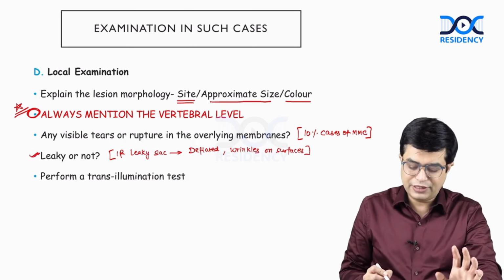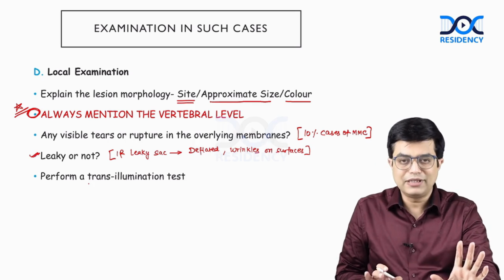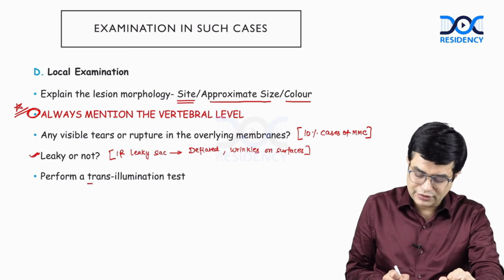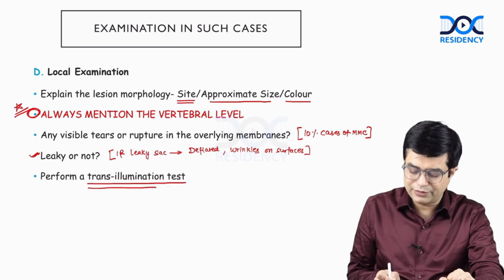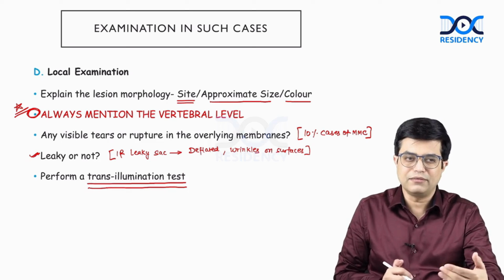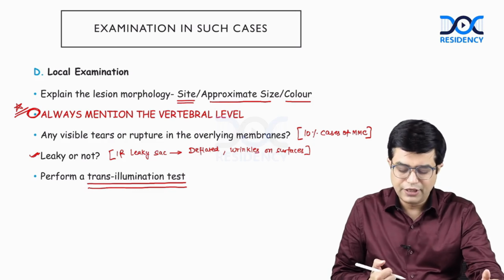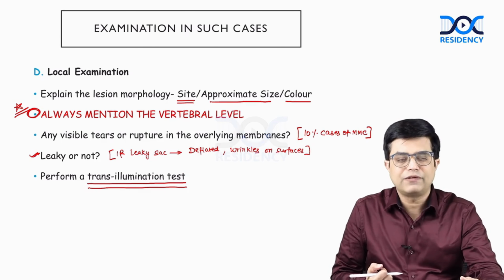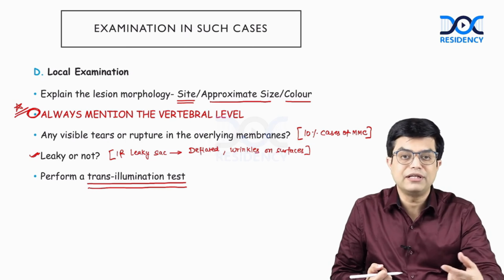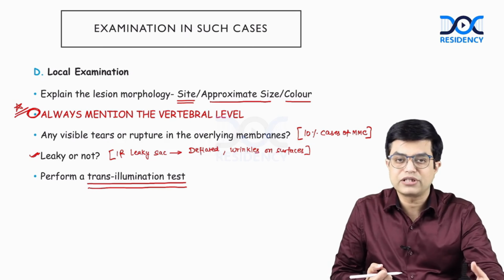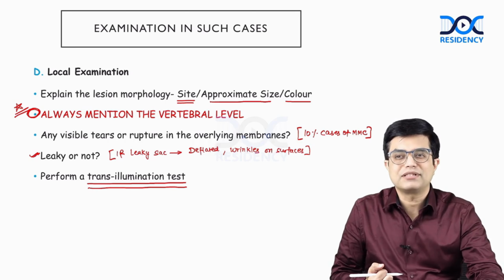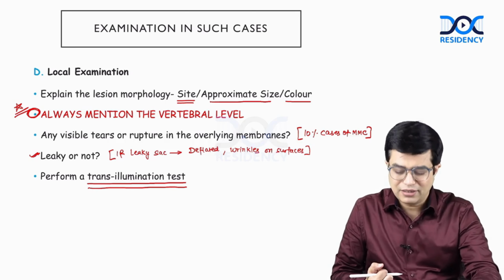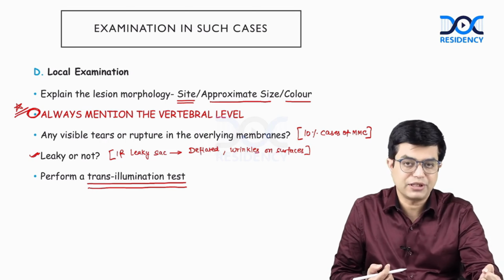And then, provided it is not completely deflated, you will perform a transillumination test. How to do a transillumination test? This is something we have already covered in the practical part. So the transillumination test will show the presence of CSF. If you find some spinal nerves or remnants, thread-like structures in between, or a sac having some opacities present, it can be a meningomyelocele.